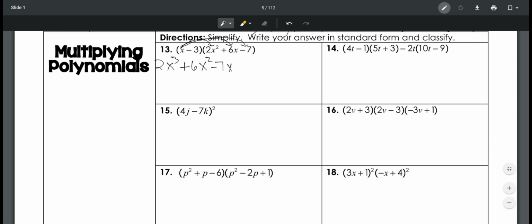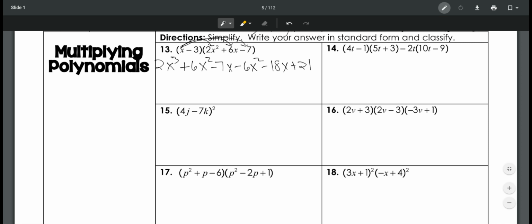Now I'm going to do the same thing with the negative 3. So negative 3 times 2 gives me negative 6x squared. Negative 3 times 6 is negative 18x. And negative 3 times negative 7 is positive 21.